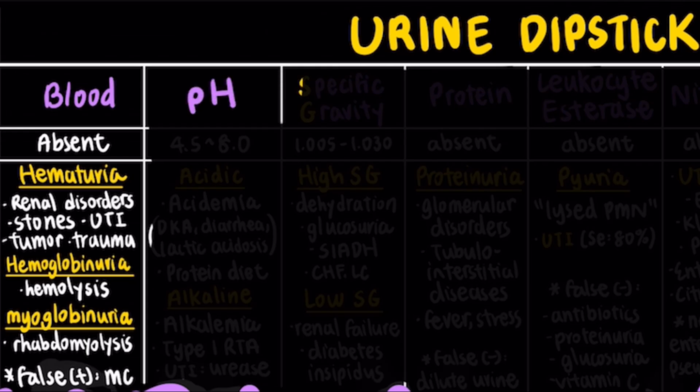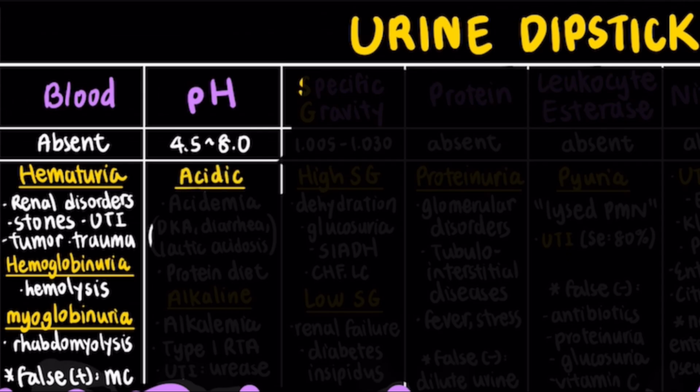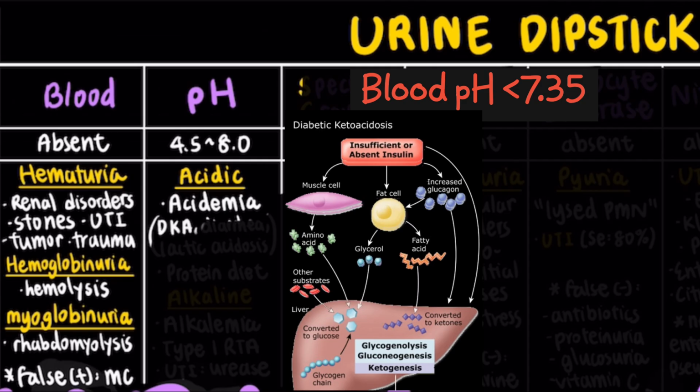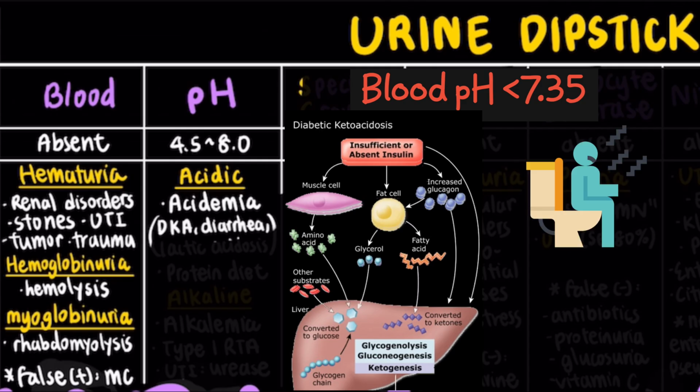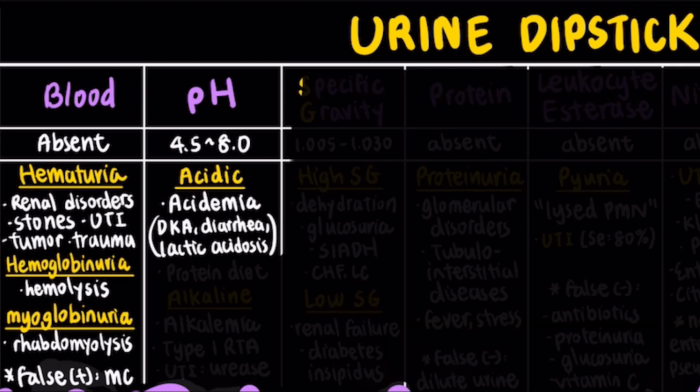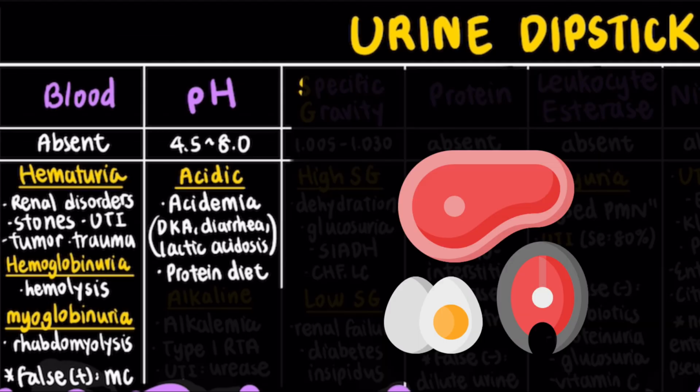Next, the urine pH. Urine is usually slightly acidic with a normal range between 4.5 and 8. If the urine pH is below 4.5, it often reflects acidemia in conditions like diabetic ketoacidosis, diarrhea-induced metabolic acidosis, and lactic acidosis, where the kidneys excrete more hydrogen ions. It also happens with a high-protein diet because amino acid metabolism produces acid.